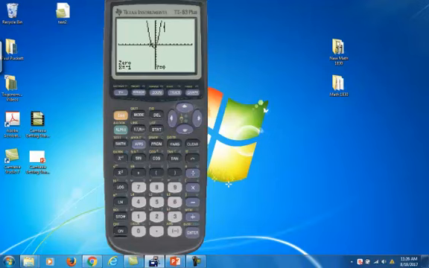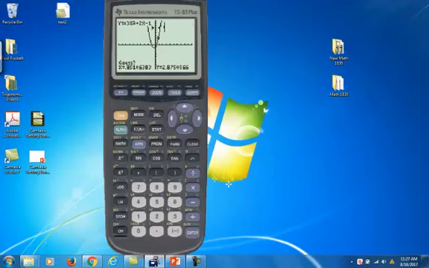See, that's when y is equal to 0. Which coincided with what we found. We found that x is equal to negative 1 was an answer. Now let's do the same thing for this other one right there. Second, calculate, zero. It says, what is the left bound? Just go to the left of it a little bit. There you go. We're a little bit to the left of it. Enter. Right bound. Go to the right of it a little bit. So I'm going to keep going right until I pass it. I'm going to hit enter.